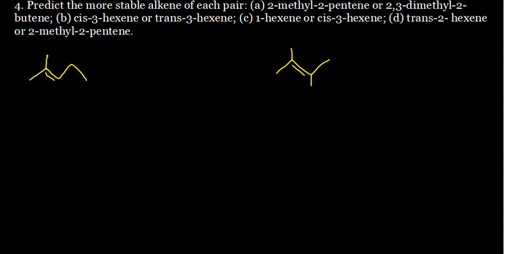So which one is going to be more stable? This one is a tetrasubstituted alkene. This one is a trisubstituted. So we expect that the second one is going to be more stable. This one is going to be the first, and then followed by this one. Let's consider the next. Cis-3-hexene or trans-3-hexene. Now, we already know that the trans is going to be more stable than the cis even without writing the structure, because it's the same compound, 3-hexene. So the trans is going to be more stable.